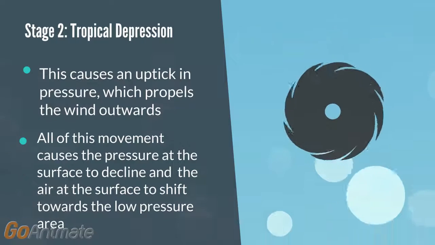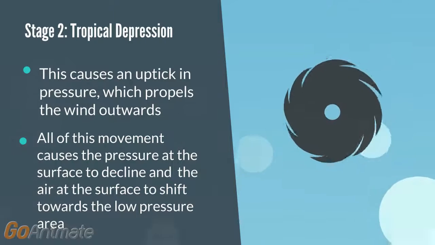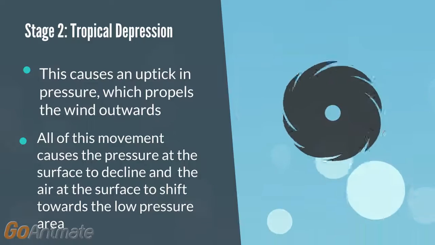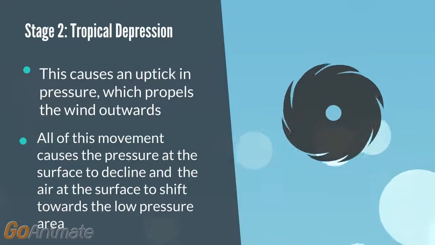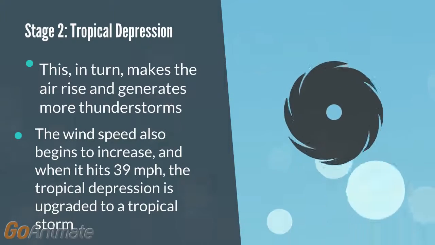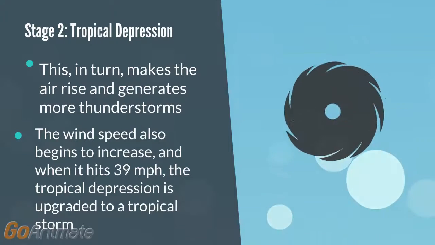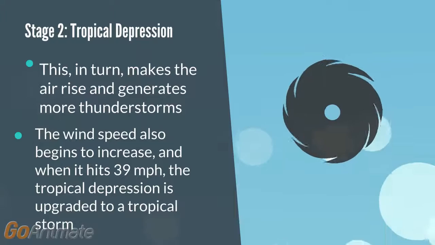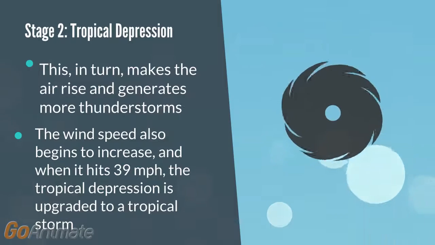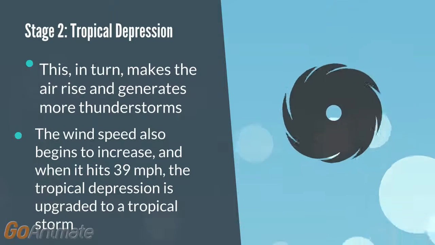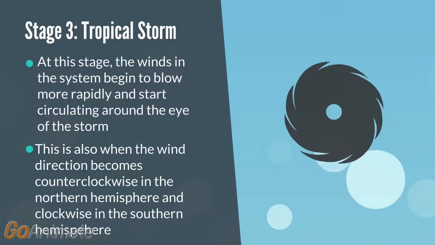All of this movement causes the pressure at the surface to decline and the air at the surface to shift towards the low pressure area. This in turn makes the air rise and generates more thunderstorms. The wind speed also begins to increase, and when it hits 39 miles per hour, the tropical depression is upgraded to a tropical storm.